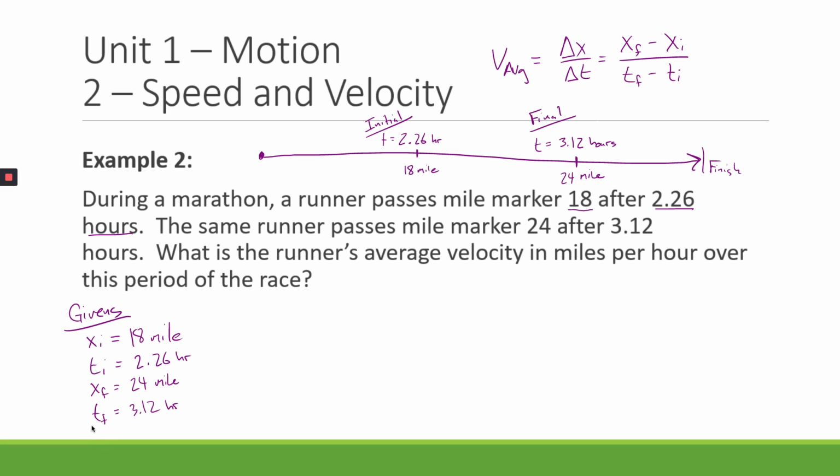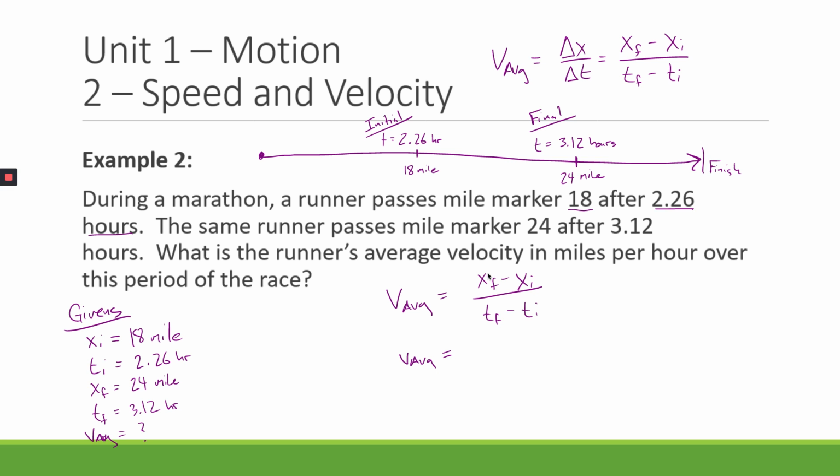And what are we looking for? We are looking for V average. Okay, we have successfully drawn the problem. We have listed our givens, and we've identified our formula, right? So the formula we are going to be using is V average equals x final minus x initial over time final minus time initial. Now we're going to plug that given information into this formula. So V average is still unknown, so we'll keep that as an unknown, V average.